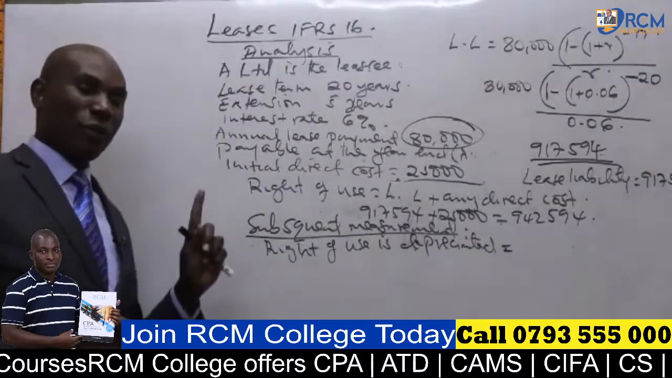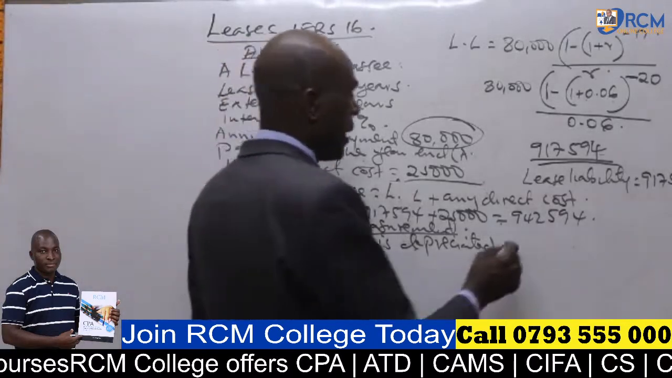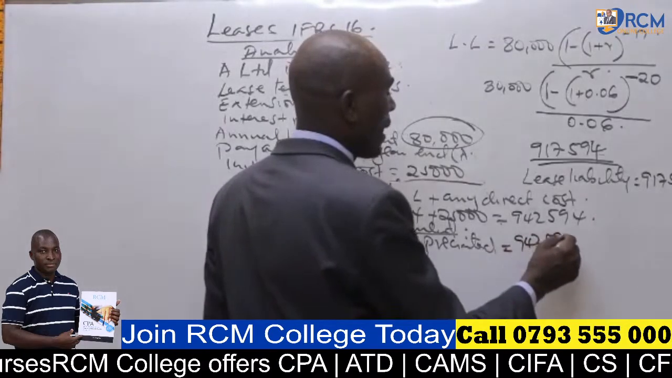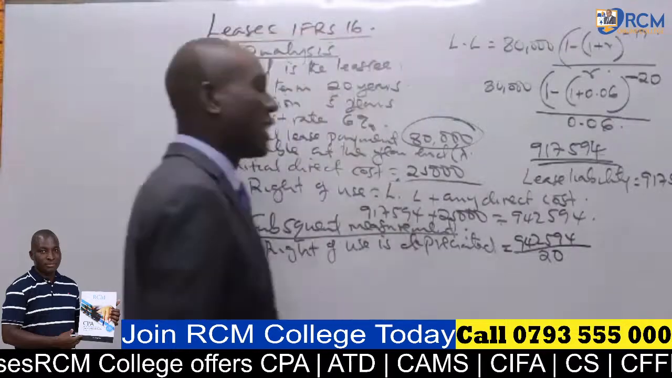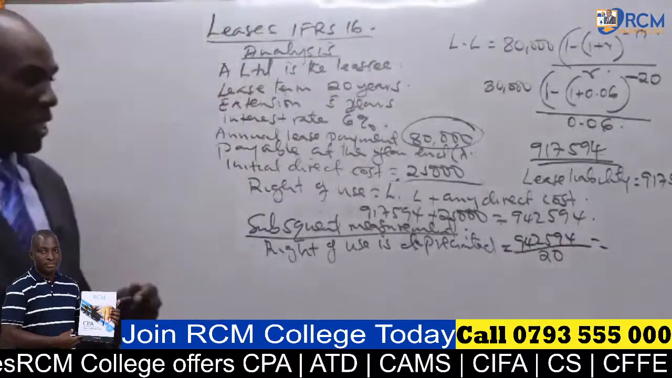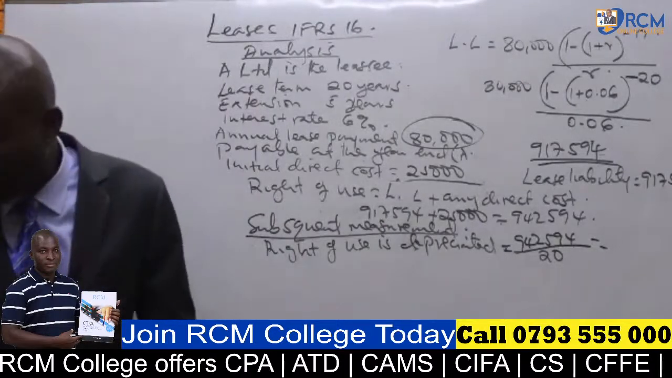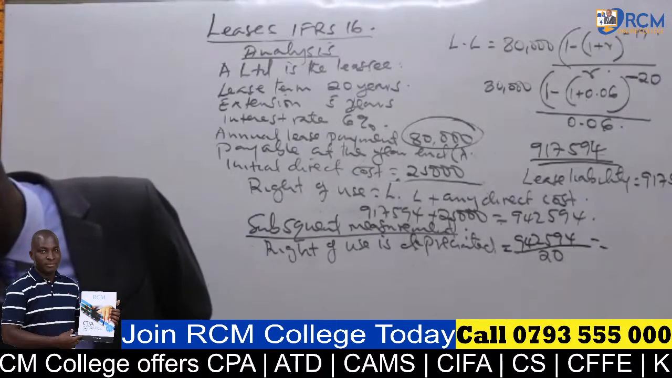The right of use is depreciated. Therefore, how do I depreciate? I'm going to take 942,594 divided by the lease term, which is 20 years. Therefore, how much is the depreciation I'm going to report? And what will be the journal entry after that?